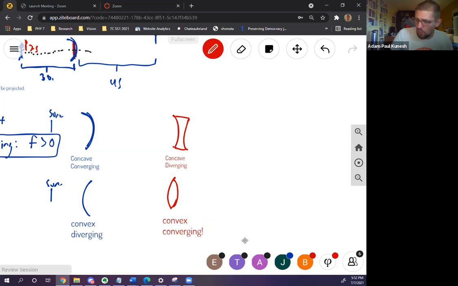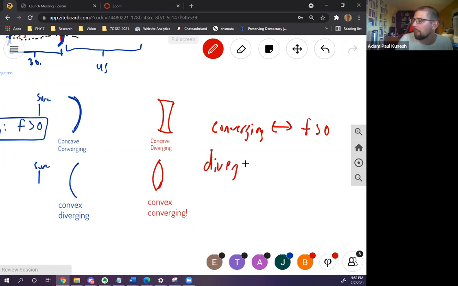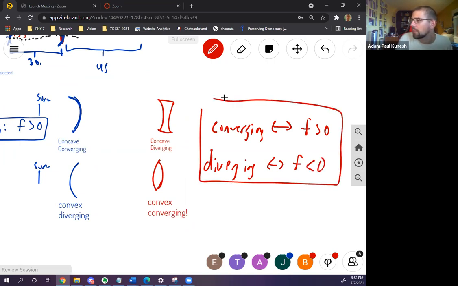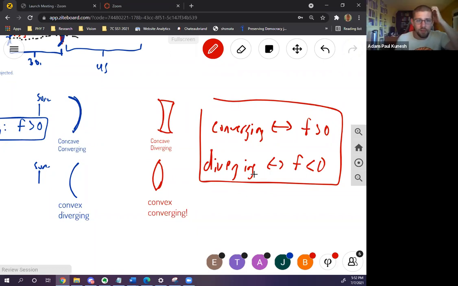So converging, no matter what, means focal length greater than 0. Converging always means the same as focal length greater than 0. Diverging always means focal length less than 0. This is really what we want you to go home with. Converging means f is greater than 0. Diverging means f is less than 0. So is converging always f greater than 0? That's right. Yep. In here, that's how we define it.